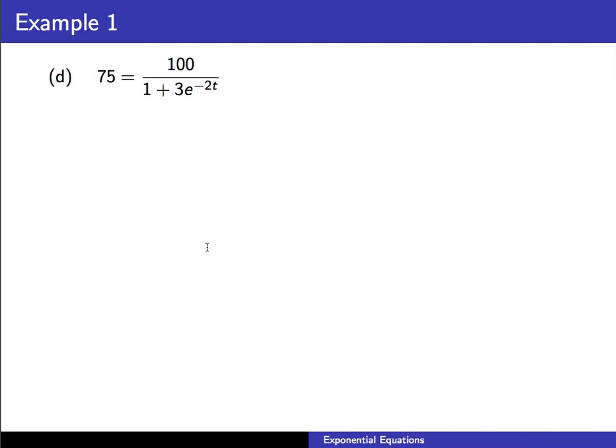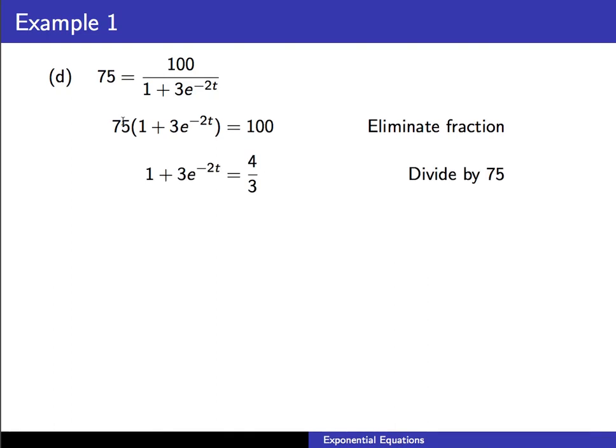All right, part D, we have 75 equals 100 over 1 plus 3e to the negative 2t power. So I don't like working with fractions any more than the next person. So if you multiply both sides by your denominator of 1 plus 3 times e to the negative 2t, it'll eliminate the fraction. So we get 75 times 1 plus 3e to the negative 2t equals 100. Dividing both sides by 75, we get 1 plus 3e to the negative 2t equals 100 over 75 reduces to 4/3. So we still want to get this e to the negative 2t by itself.